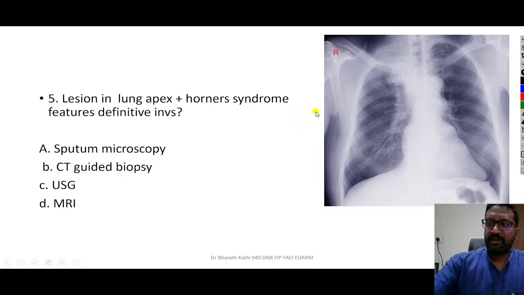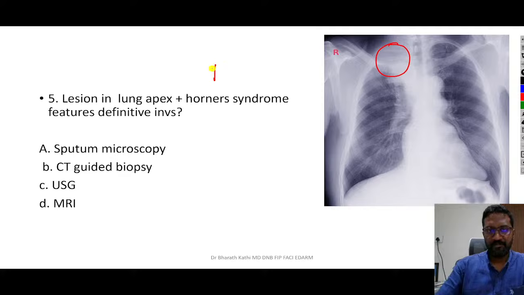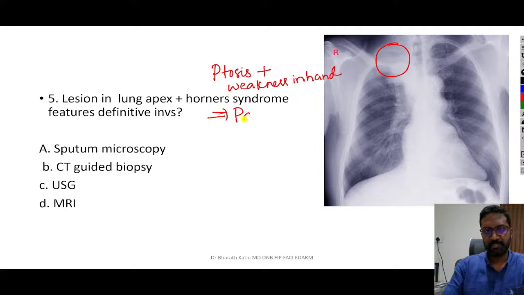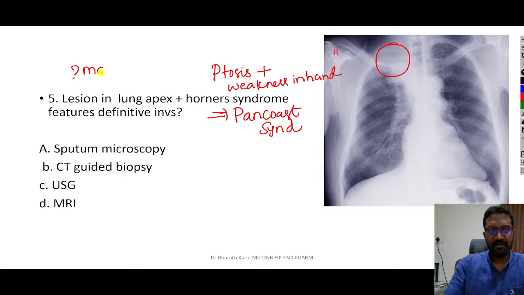Then a question was asked in these lines, students: there was a lesion in the lung apex, X-ray was given, and patient's classical presentation, there was a ptosis and some weakness in hand. All this suggestive of Pancoast syndrome. Whenever it is Pancoast tumor, the first suspicion has to be a lung malignancy.